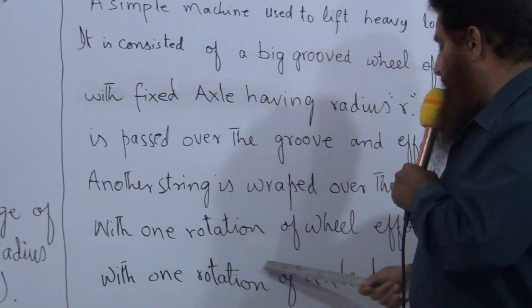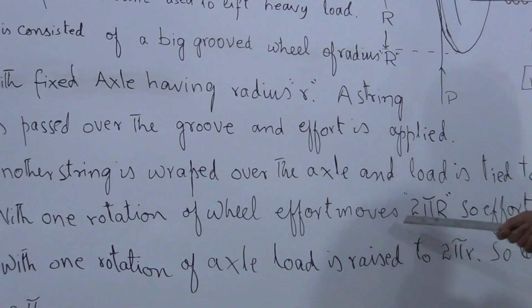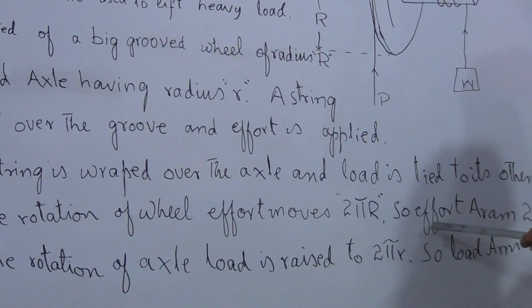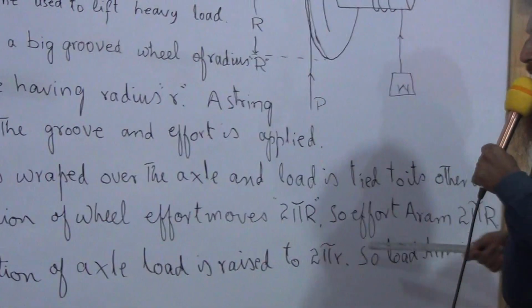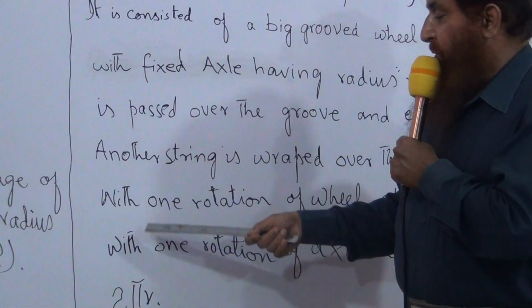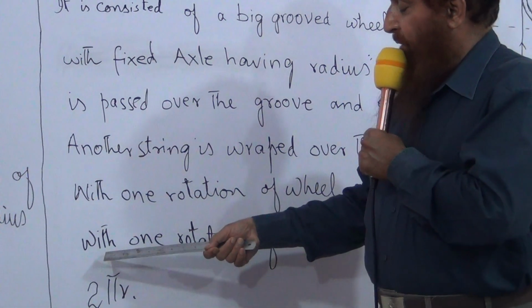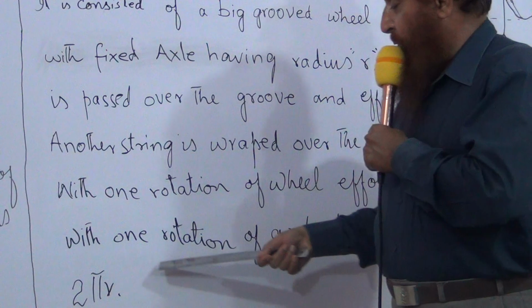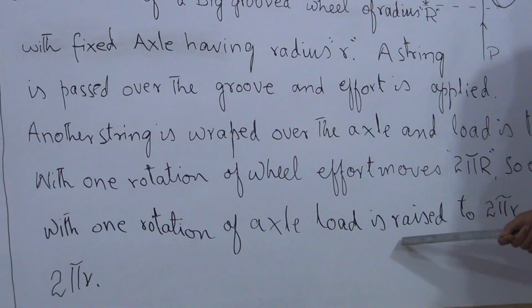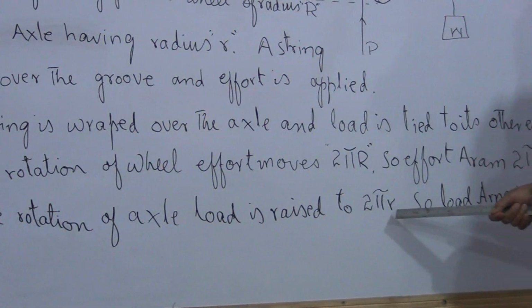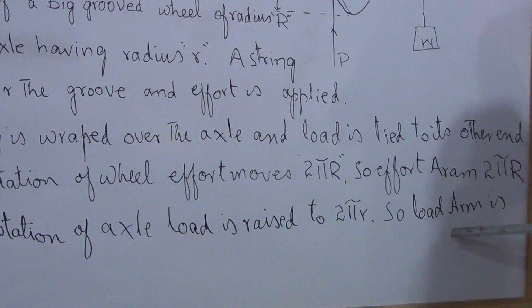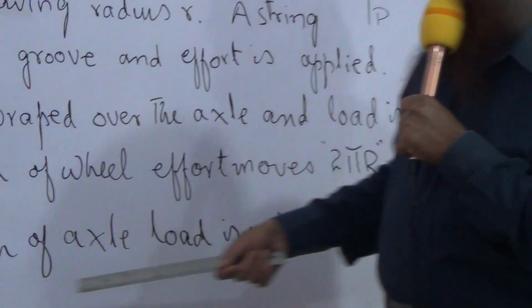With one rotation of the wheel, effort moves 2 pi R. So the effort arm is 2 pi R. Likewise, when the wheel rotates, the axle will also rotate. With one rotation of the axle, the load is raised by 2 pi small r. So the load arm is 2 pi small r.